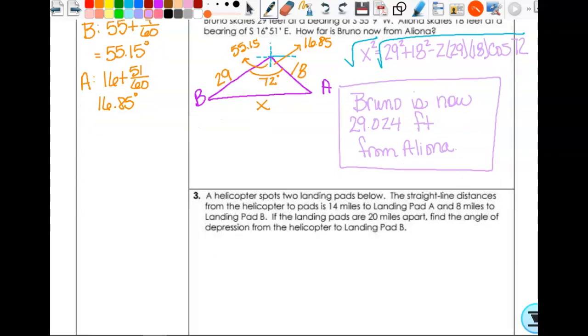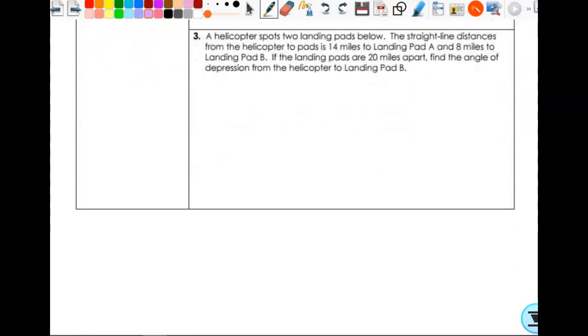The helicopter spots 2 landing pads. The straight line distances from the helicopter to the pads is 14 miles to landing pad A and 8 miles to landing pad B. So let's talk about straight line distances. Straight line distance means that if I'm in the helicopter and I see a car or something down there and I shoot an arrow at it, it's going straight there, that's that distance.